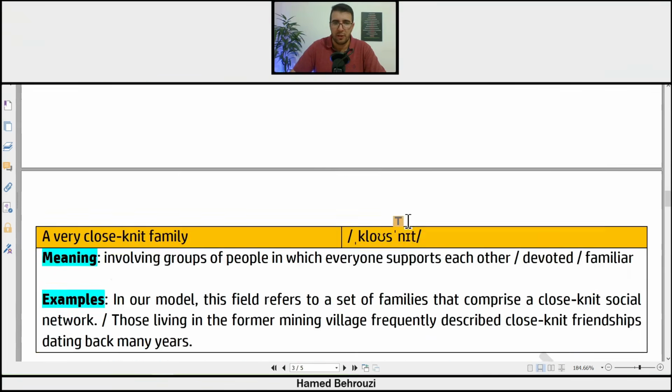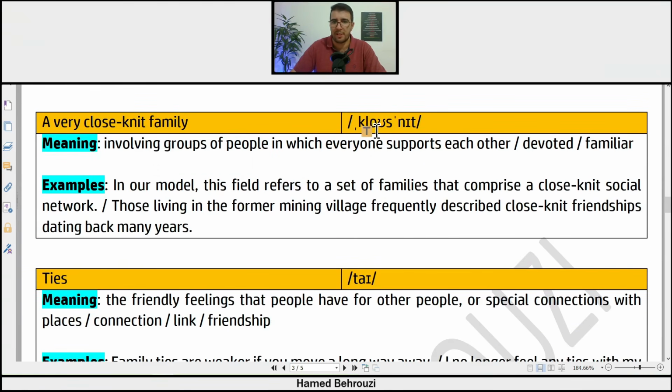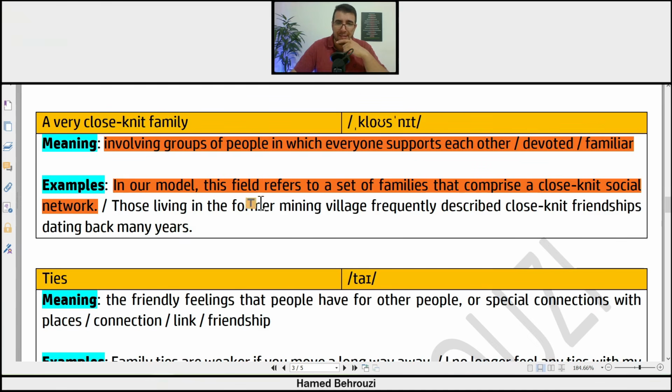What is the meaning of close-knit? A very close-knit family, close-knit. It's not just for families. It could also be used for all forms of groups. When groups or family members are close-knit, it means they support each other so much. They are devoted, they are familiar with each other, and they always support each other. Look at this one: in our model, this field refers to a set of families that comprise a close-knit social network. A close-knit social network means they always support each other.